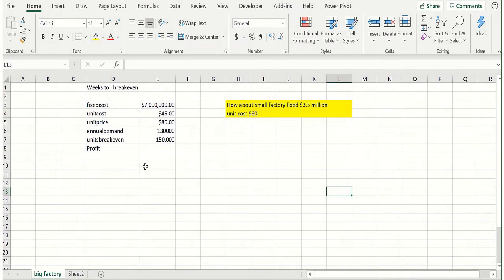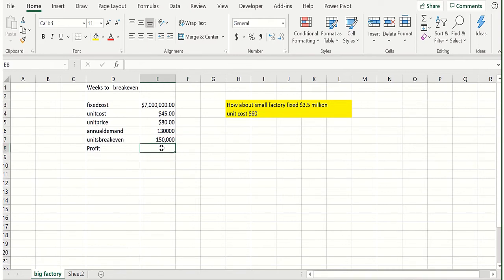In this video, we'll do a simple example of break-even analysis. Let's suppose we make widgets, and the fixed cost of our widget factory is $7 million. It costs $45 to produce a widget, and we're selling them for $80. We believe annual demand is 130,000 units. We want to know how many units we have to sell to break even, or how many weeks it'll take to break even.